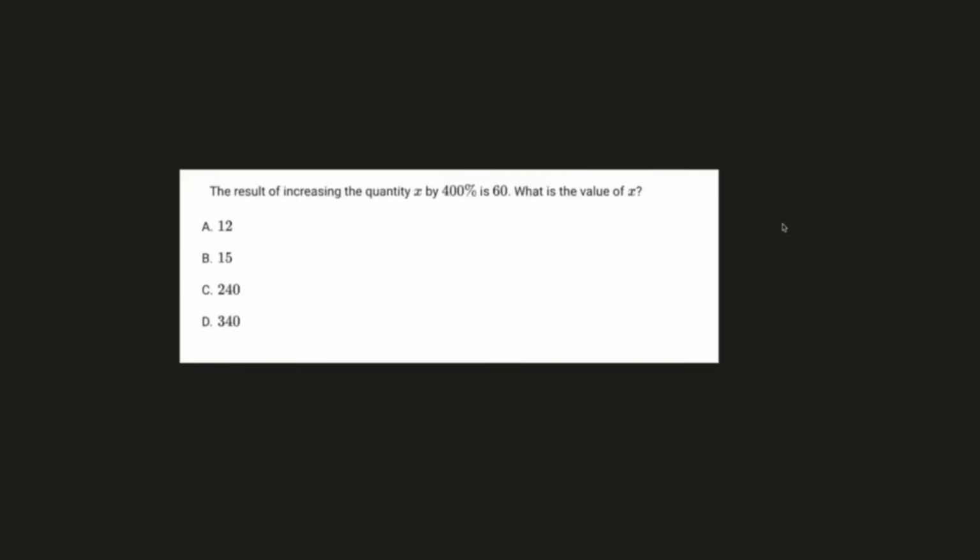So this is a very common percent problem that you might get on your exam. So it says the result of increasing the quantity X by 400% is 60. What is the value of X? All right. So first off, let's just write a mathematical equation to represent this scenario. So we have X, that's our starting value. We're increasing the quantity of X by 400%, right? So we're adding 400% of X to X. So we can just represent this by plus 4X. And we know our final value will be 60.